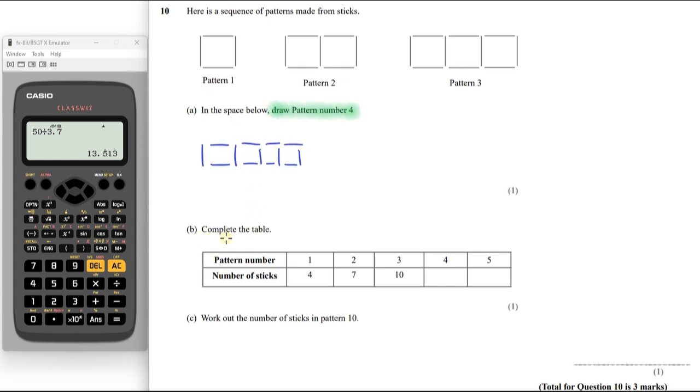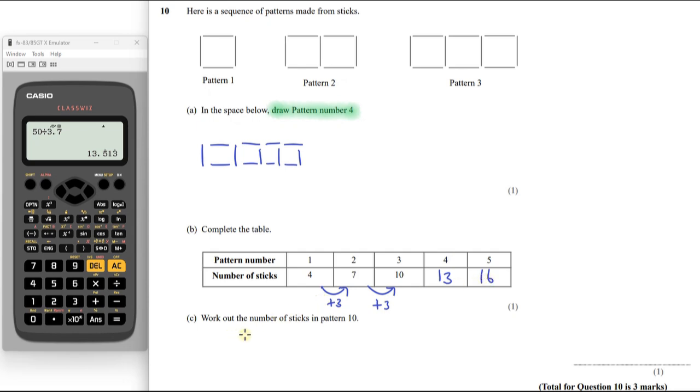Now for part B, we need to complete the table. So we've got the pattern number and the number of sticks. So we can see patterns 1, 2 and 3, how many sticks there are. Pattern 4, I could count the sticks, but I can see from here that we're just going to be adding on 3 each time. So every time we go up a pattern number, we're just adding 3 sticks. So the next one is going to be 13, and then the next one, 13 plus 3 is 16.